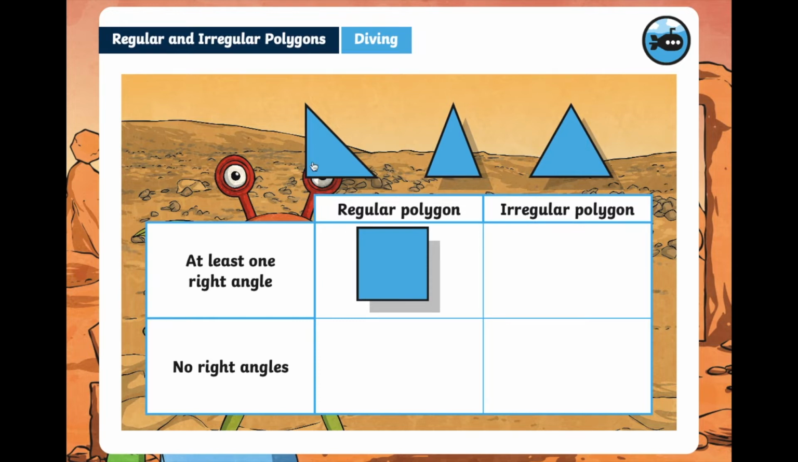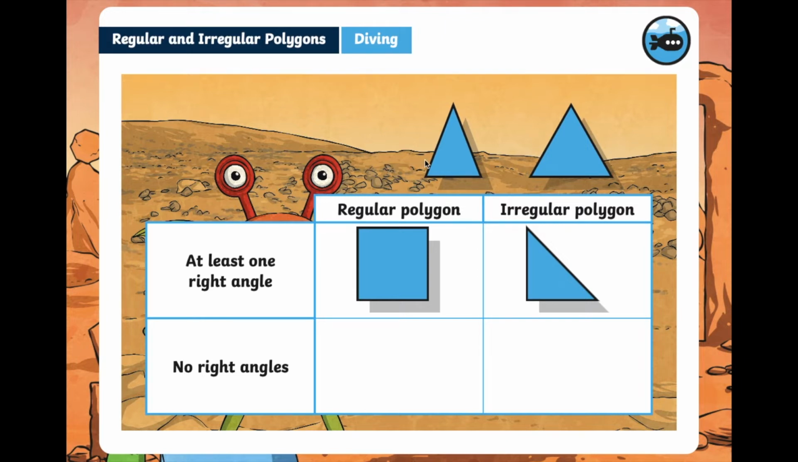Next, onto our right angled triangle. That would go into our irregular polygon because again it does have at least one right angle, but this angle at the top and the angle on the right hand side are not right angles, therefore not all angles are the same and it's an irregular polygon.